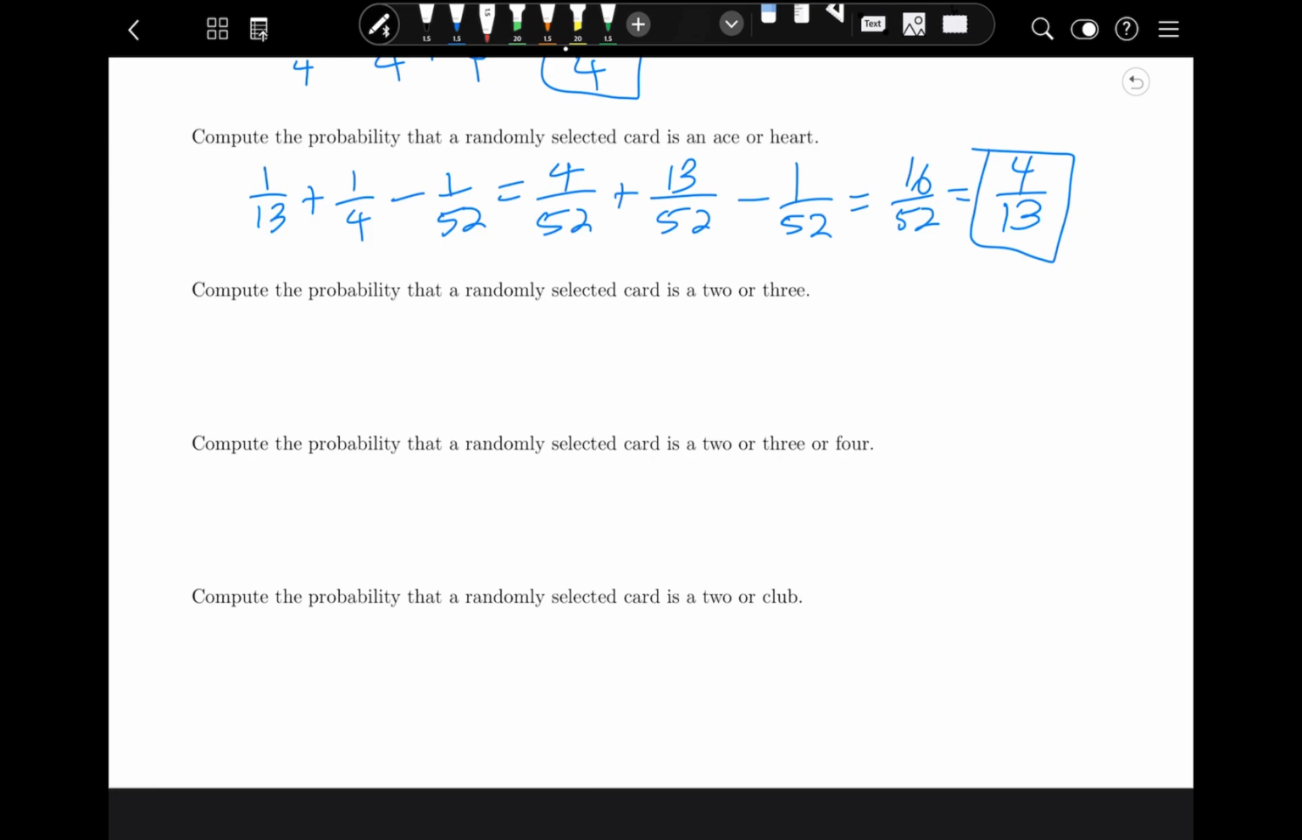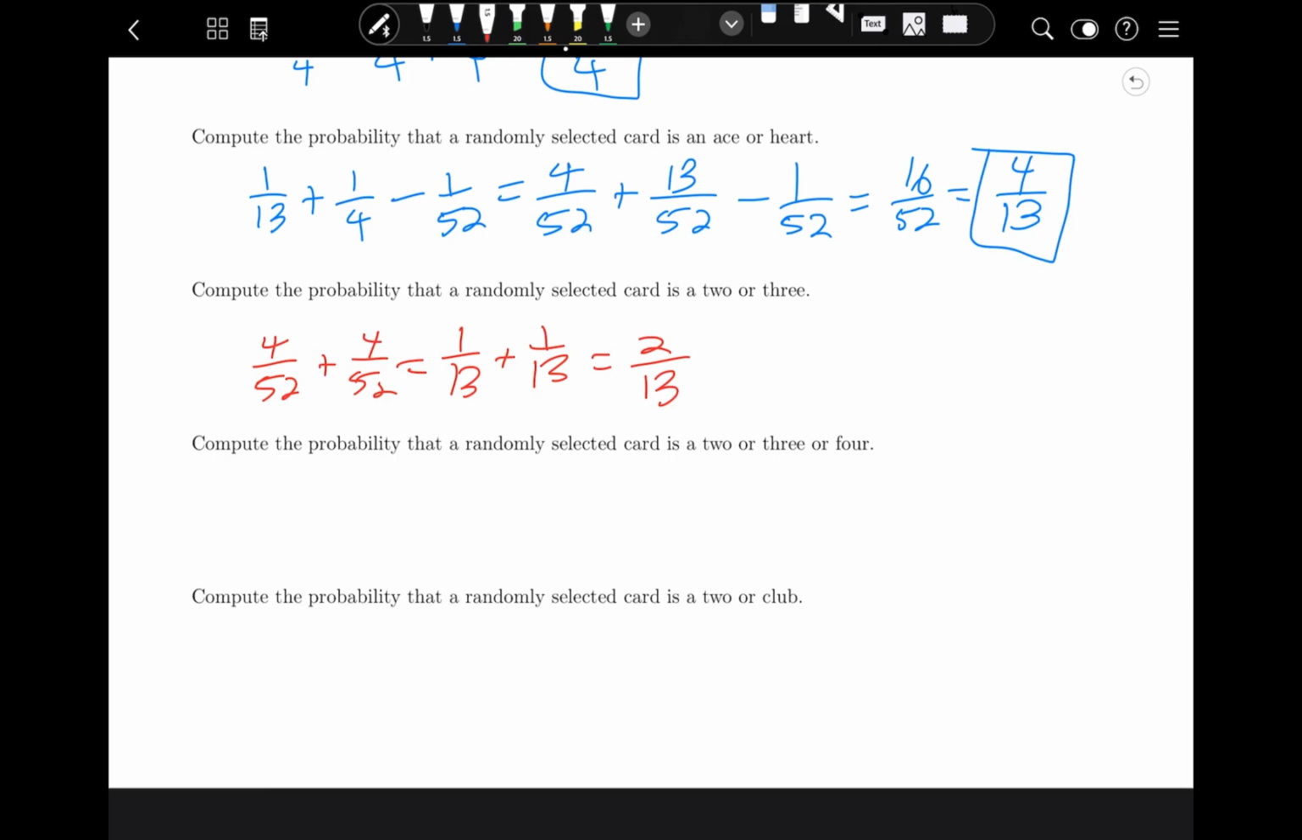So the probability that a card is a 2 is 4 out of 52, and the probability that it's a 3 is also 4 out of 52. You could also say the probability that a card is a 2 is 1 out of 13. Same goes for 3. Add those together and you get 2 out of 13. And you don't have to worry about subtracting because there are no cards that are both.